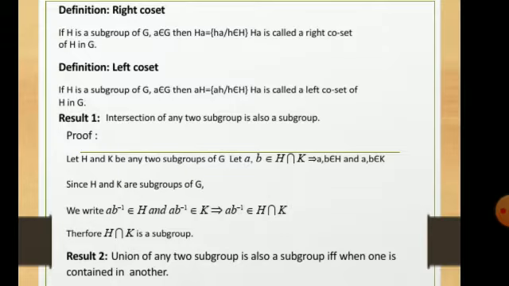When the element of G appears on the right hand side of the subgroup, then we say it is a right coset. If it appears on the left hand side of the subgroup H, then we say it is a left coset. Regarding this, we can see one result: the intersection of any two subgroups is also a subgroup.